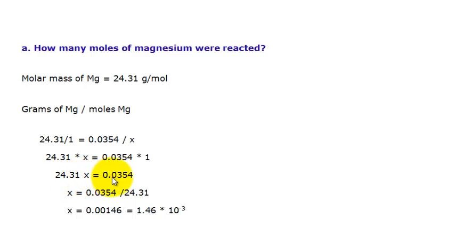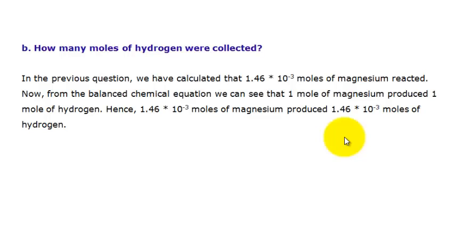24.31x equals 0.0354. Therefore, X equals 0.0354 divided by 24.31. X equals 0.00146. Now we need to write this number in scientific notation, which is 1.46 times 10 to the power of negative 3. Hence, 1.46 times 10 to the power of negative 3 moles of magnesium were reacted.